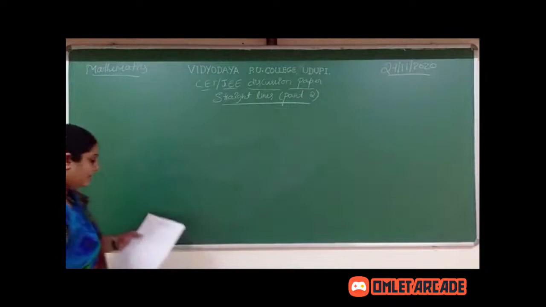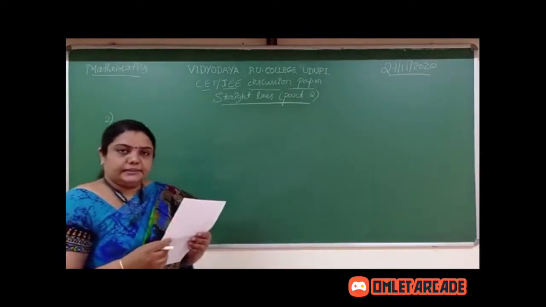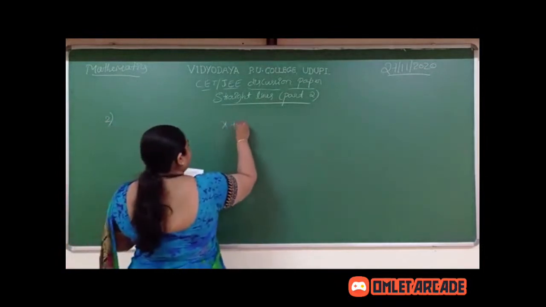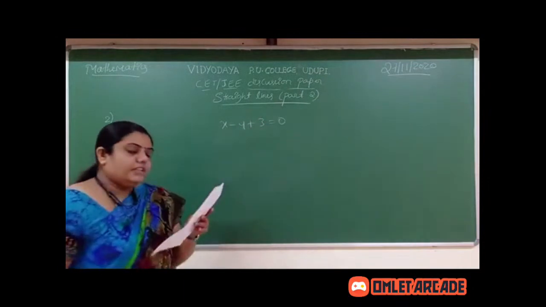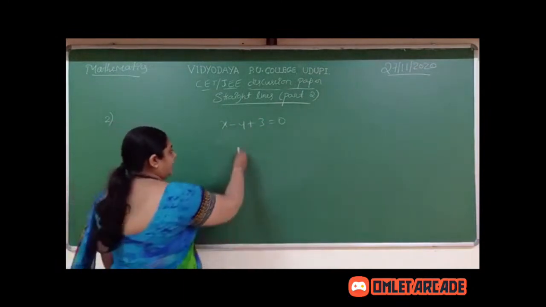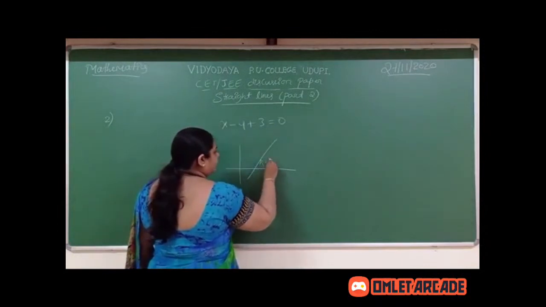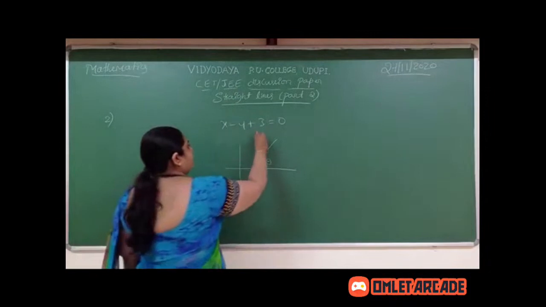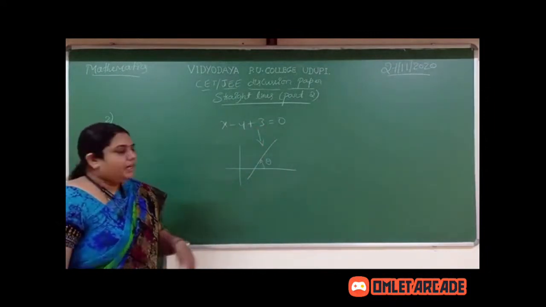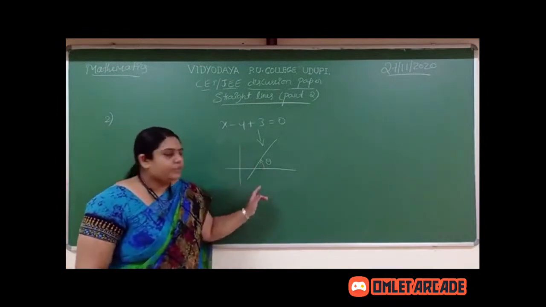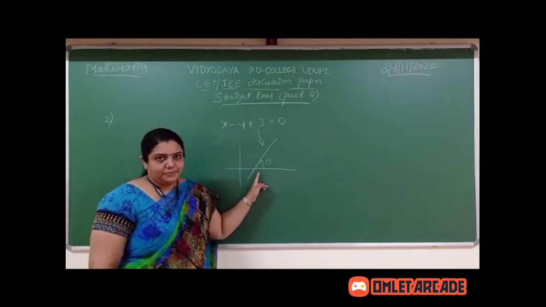The second one is: what is the inclination of the line x minus y plus 3 is equal to 0 with the positive direction of the x-axis? I have to find the inclination of the line. Inclination of a line means I have to find theta. And what is the equation of the line? x minus y plus 3 is equal to 0. The equation of the line is given, you need to find the inclination here. Inclination means you have to find the theta value.